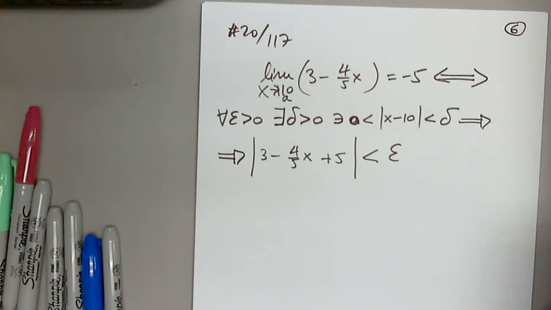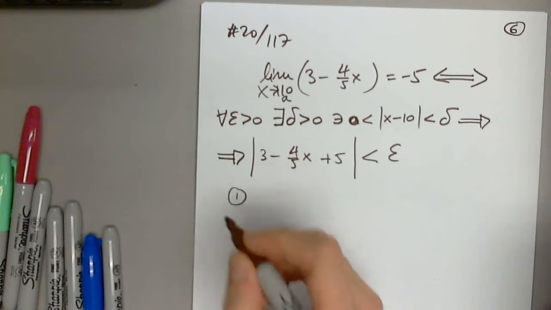So one more time, for every epsilon greater than 0, I would find a delta around 10, such that when I pick a number close to 10, the f of x will be within epsilon units away from -5. Very good. First step.